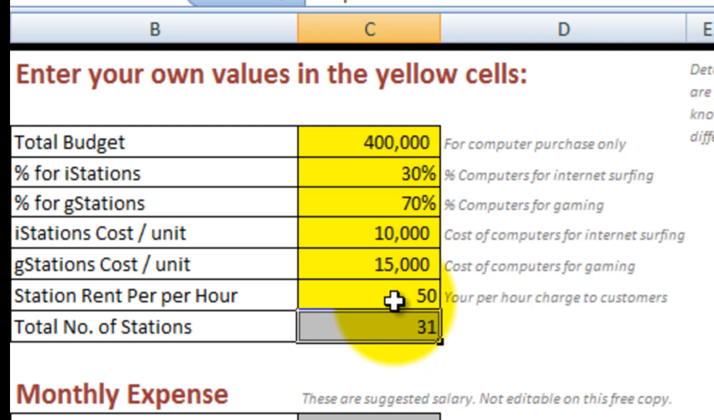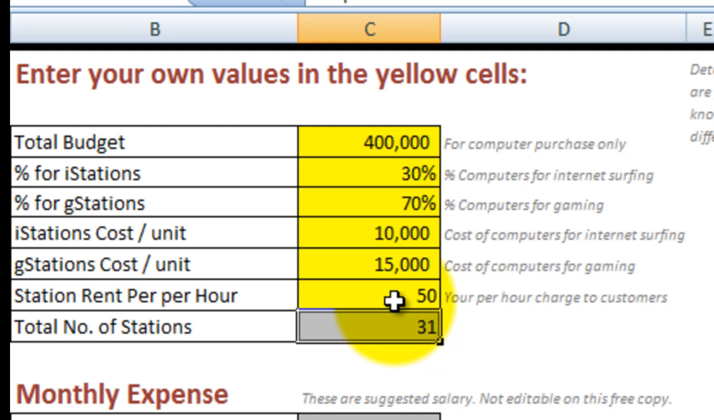Now, how do you dictate a 50-peso hourly charge to your customers? Location is the key. Okay, back on our website, I provide you some tips on finding the best location possible for your internet cafe. There are case studies wherein internet cafe shops are able to dictate 50 pesos per hour in certain locations here in the metro.